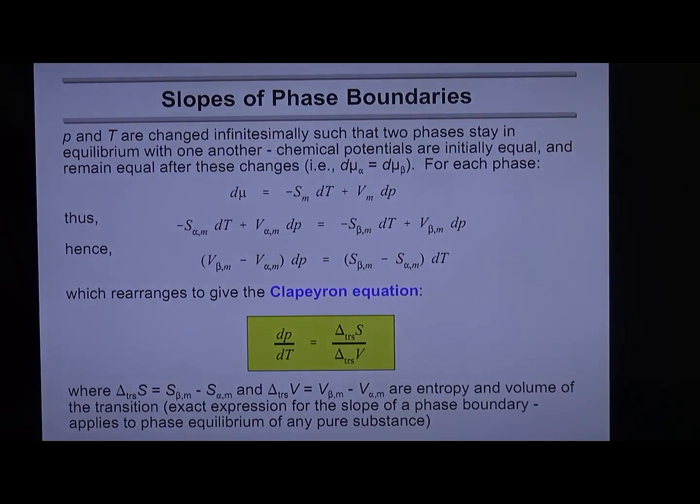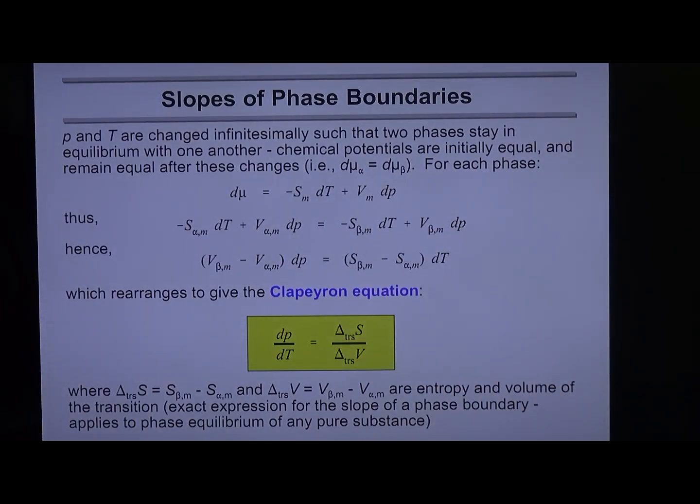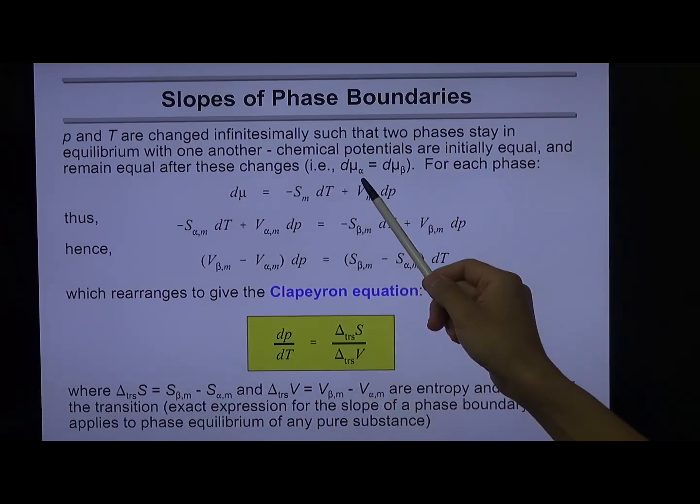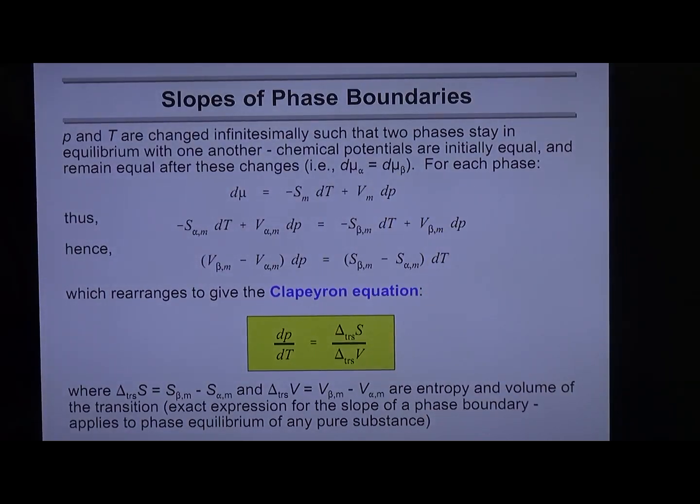So let's say that two phases stay in equilibrium with one another. Okay? Then chemical potential will be same, right? Even if there is a certain change, the change in chemical potential will be same, right? So d mu alpha should be equal to d mu beta between two different phases of alpha and beta.